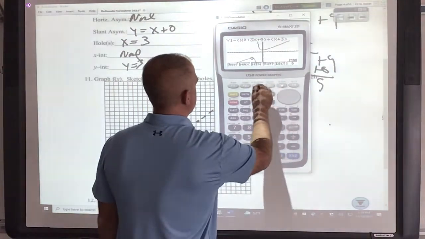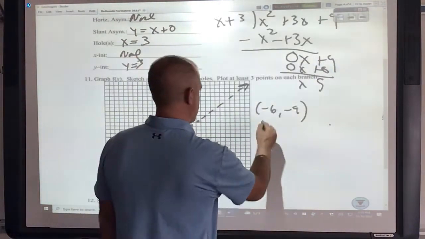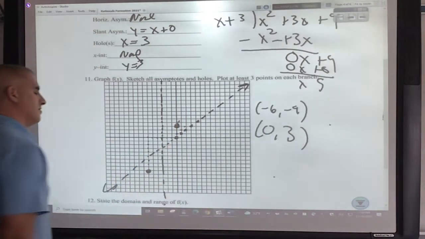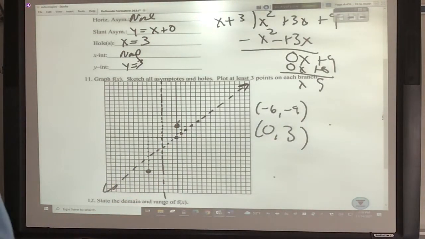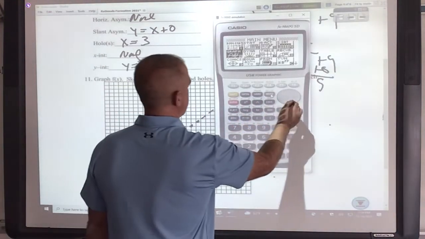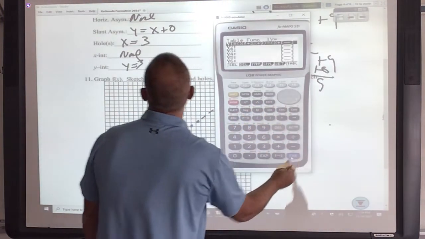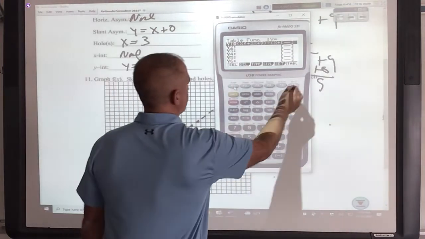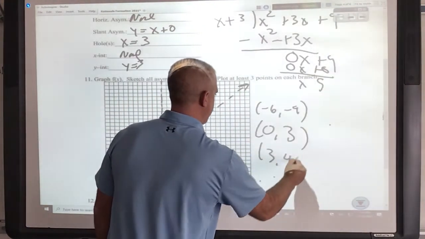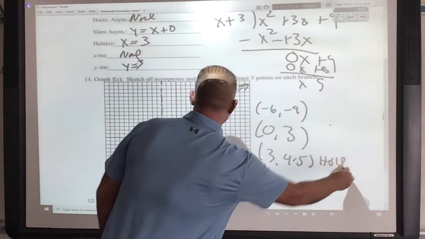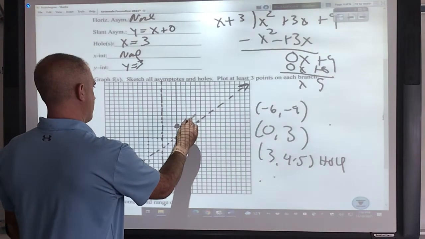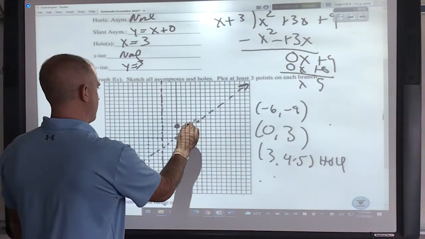Okay, G-solve minimum, 0, 3. 0 over 1, 2, 3 up. Okay, all right. And so those are those points in there. So when I go to the table, I also need to account for the hole, which was at 3. So 3 and 4.5, that's going to be the hole. All right, 3 over, 1, 2, 3, 4, and 5, so that's right there.